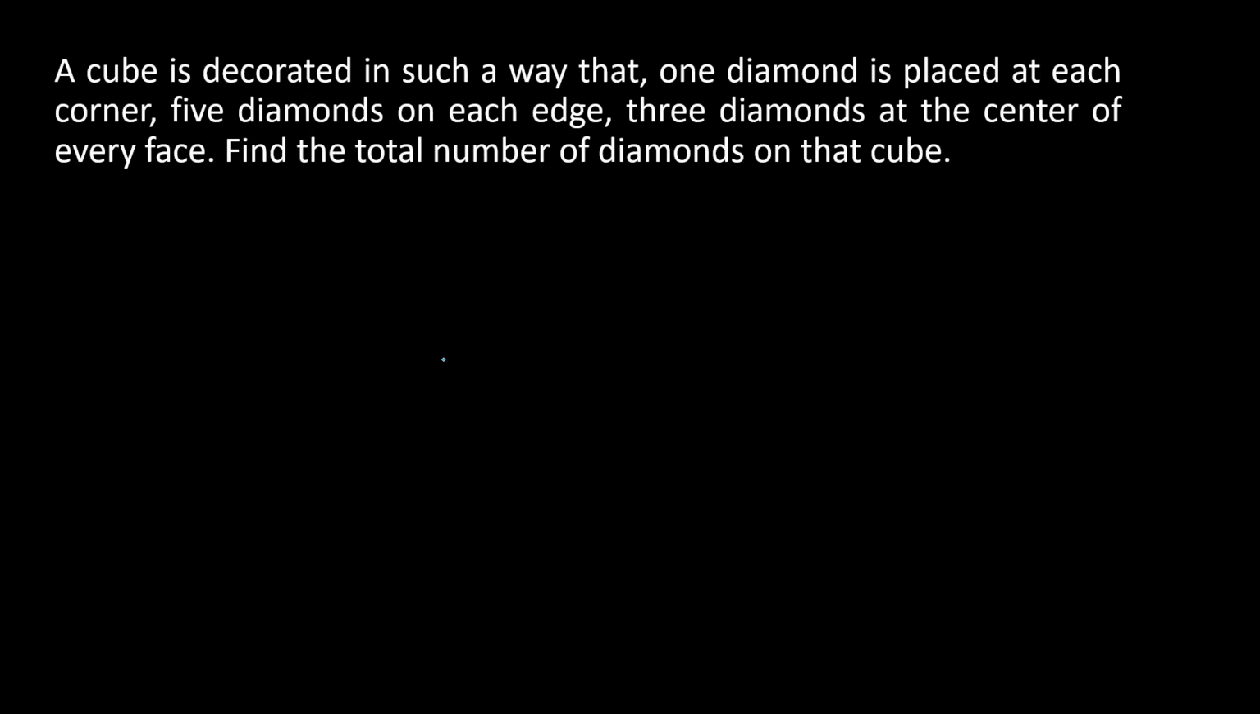Let us understand this question now. A cube is decorated in such a way that one diamond is placed at each corner, 5 diamonds on each edge, 3 diamonds at the center of every face. Then we need to find the total number of diamonds on that cube. Let us solve this question.